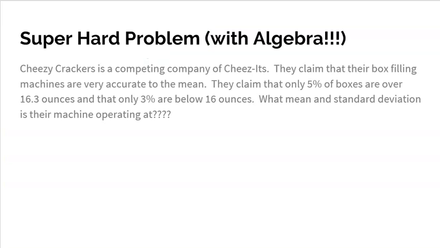All right, Cheesy Crackers is a competing company of Cheez-Its. They claim that their box filling machines, the machines that fill up their boxes, are very accurate to the mean. They claim that only 5% of boxes are over 16.3 ounces, and that 3% are below 16 ounces. So that's pretty good. But the question is, what mean and standard deviation is their machine operating at? What are their parameters? So this is a very tough problem where we're trying to find mu because we have no idea what it is. We're trying to find standard deviation because we have no idea what it is.